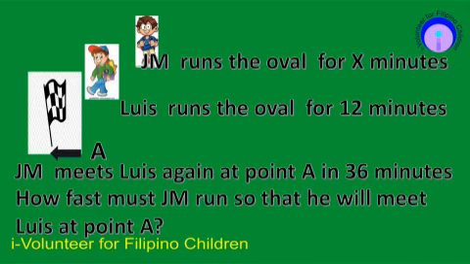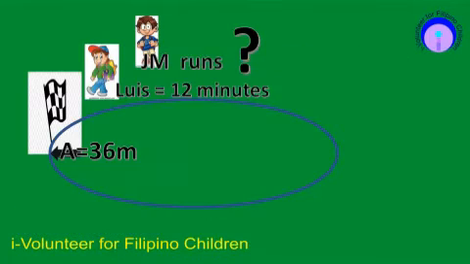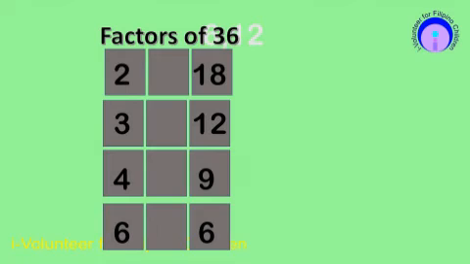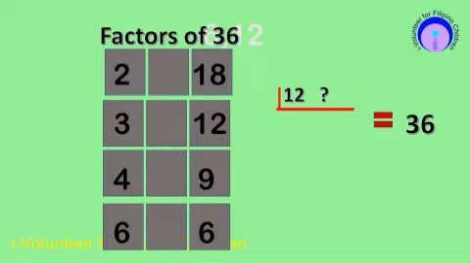from our previous example, we were looking for the least common multiple of two numbers. This time, one of the two numbers is missing. First, we are going to find the factors of 36. Ano-ano yung mga factors ng 36? We have 2 and 18, 3 and 12, 4 and 9, and 6 and 6. Alin kaya sa mga factors ang swak na swak para sa second number?